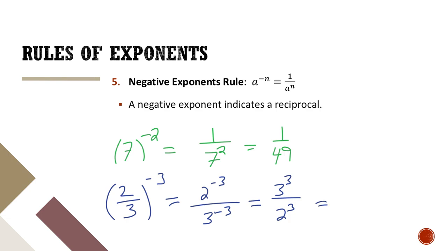3 to the 3rd is 3 times 3 times 3, or 27. And 2 to the 3rd is 2 times 2 times 2, which is 8. So that would be that.